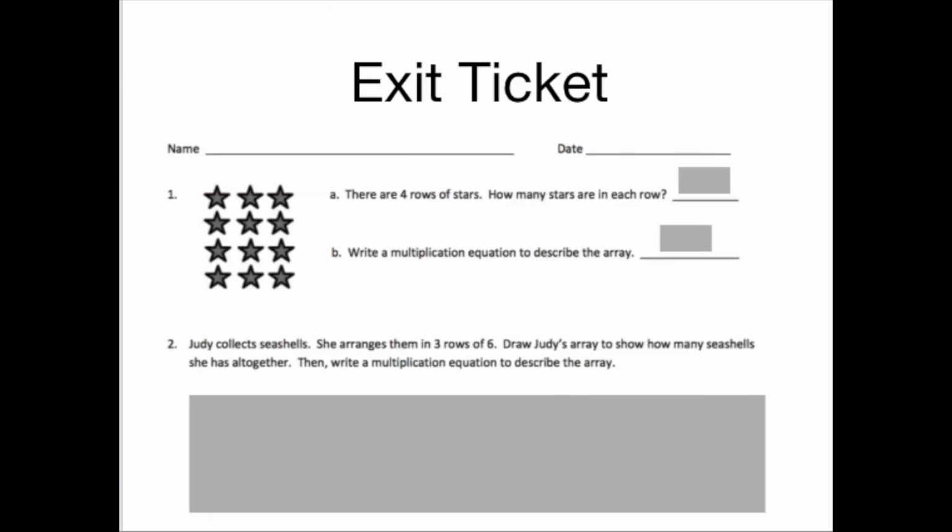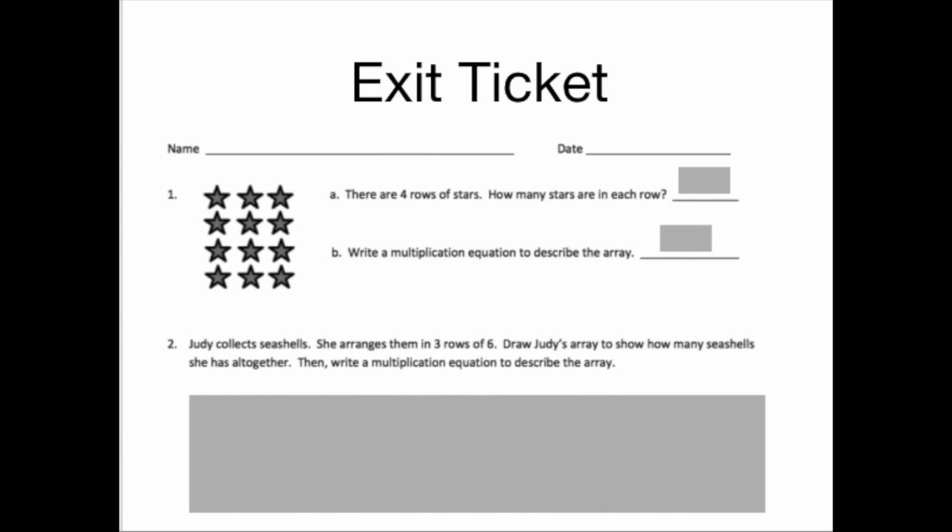We've come to our exit ticket. This is the last part of our lesson for the day. Our exit ticket, I'll read the questions to you. I'd like to give the video a pause for you to answer, and then we can review. Number 1A, there are 4 rows of stars. How many stars are in each row? Okay. Number 1B, write a multiplication equation to describe the array.